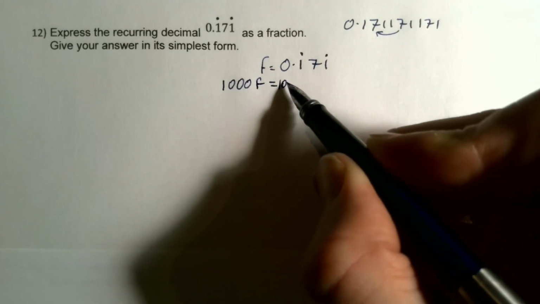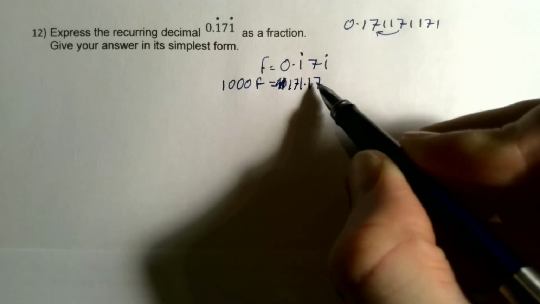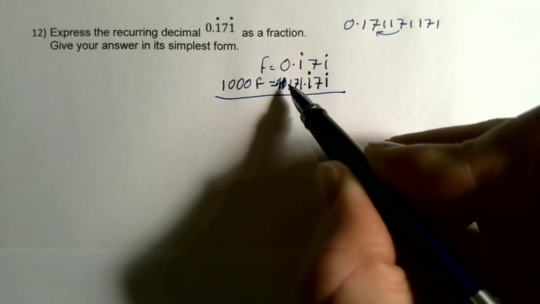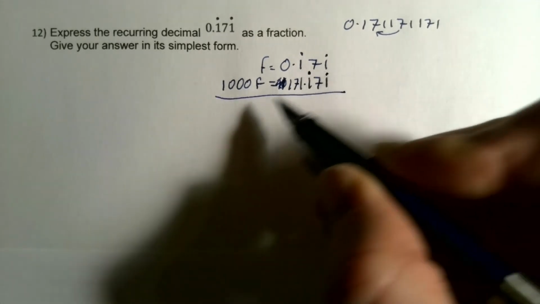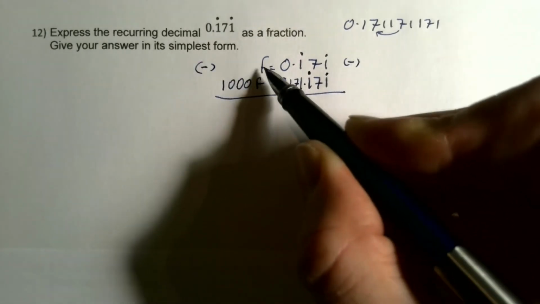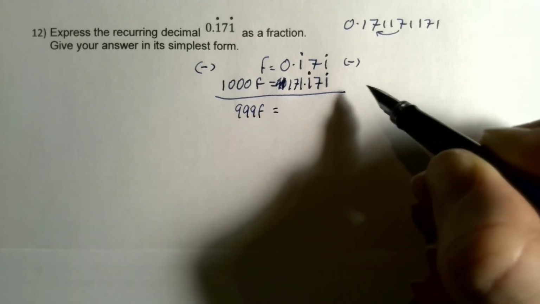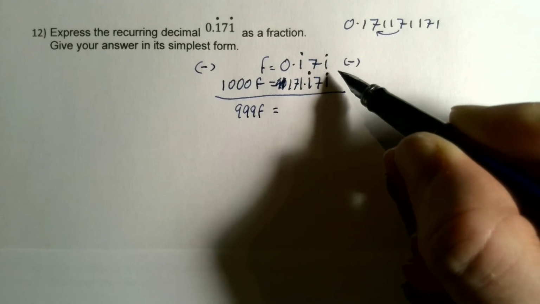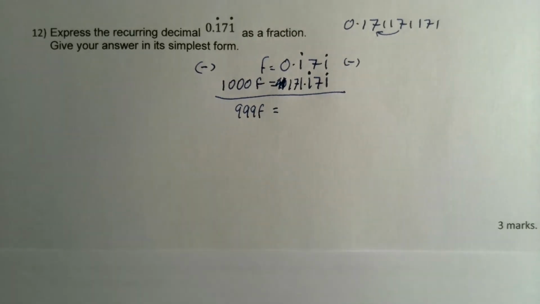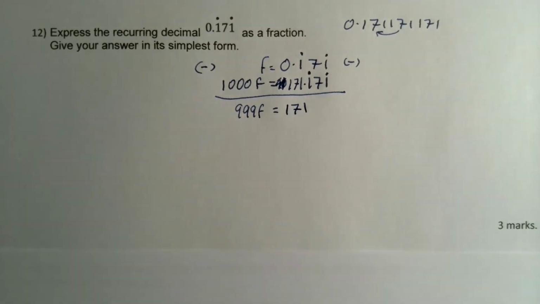and this becomes 171.171 recurring. Sorry, I've squeezed that in a bit there, haven't I? Now what I do is I take the top one from the bottom one. If I take F from 1,000F, I'm left with 999F. And if I take 0.171 recurring from 171 point the same thing, it almost magically seems to chop off all the recurring stuff, and we're left with 171.